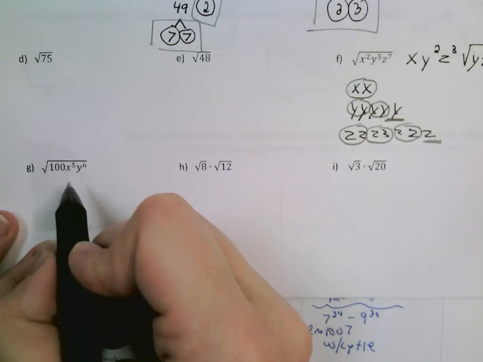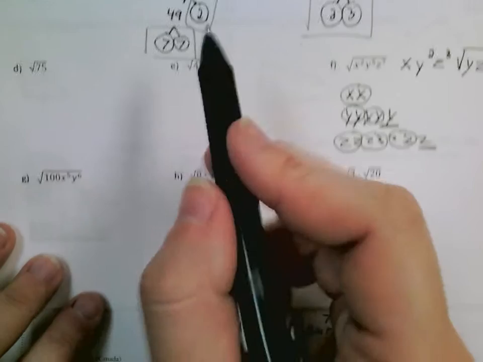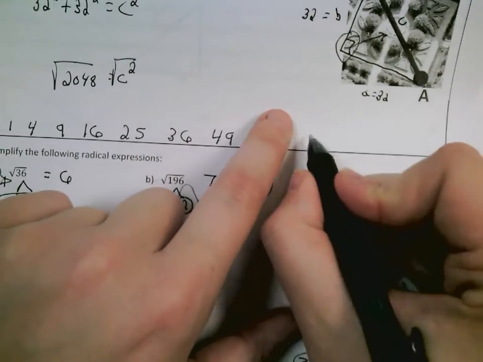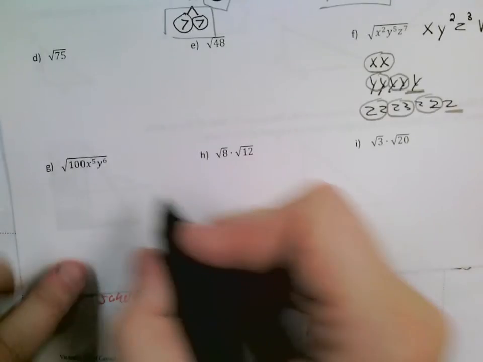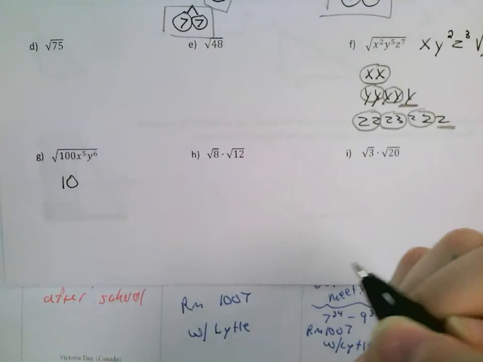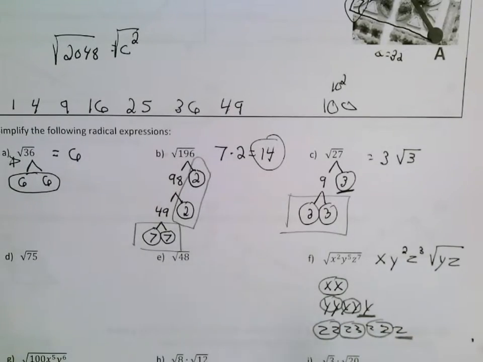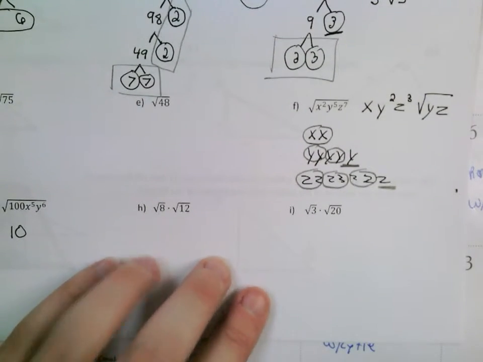Now I do want to point out that this is 100, so you could do the tree, it will always work, or 100 is actually one of our perfect squares. It is 10 squared, so the square root of 100 is simply a 10. So you don't even have to do a tree for that one. If you notice it being one of the numbers listed up above, then you can know that you don't even have to do a tree, just kind of factor it.